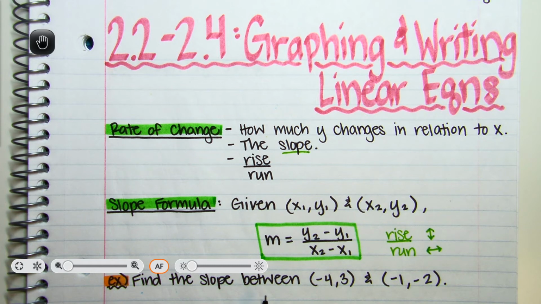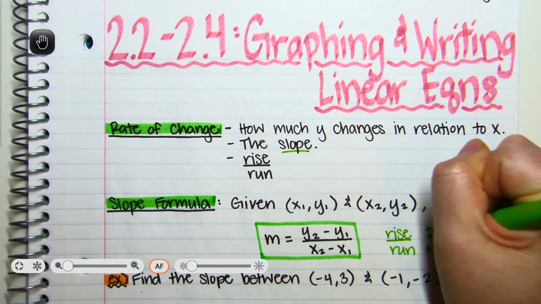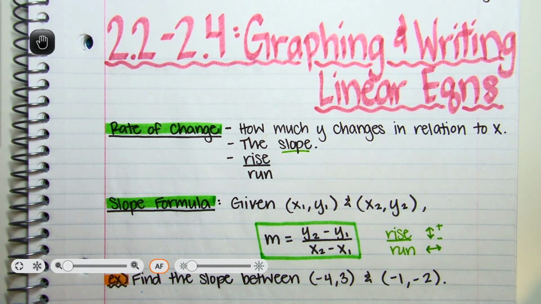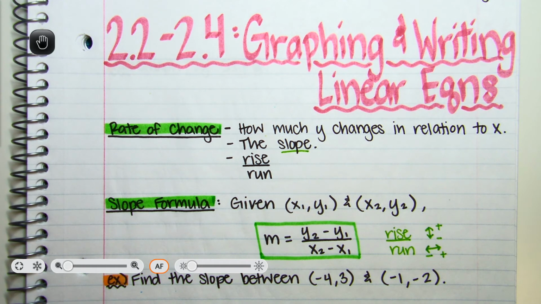And how you've seen this more commonly when you're looking at a graph is rise over run. So rise is when you're going up or down, positive or negative. I'll add that little note on there. Up is positive, down is negative. And then the run is right and left, where right is positive, left is negative. All right, let's go ahead and look at our first example.